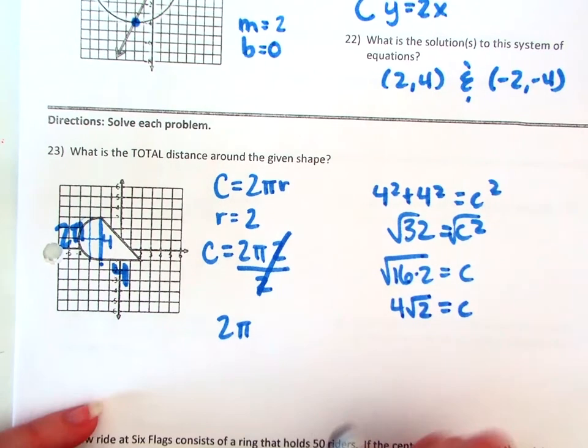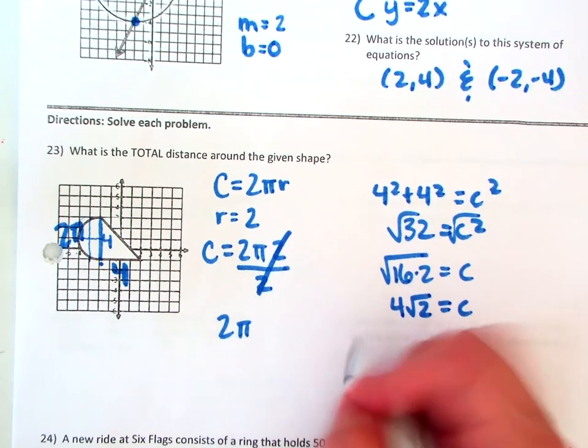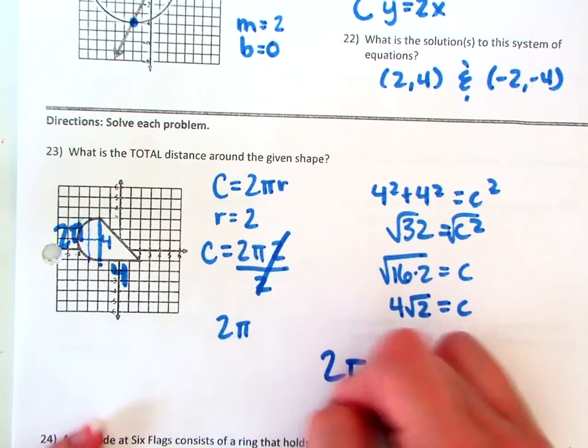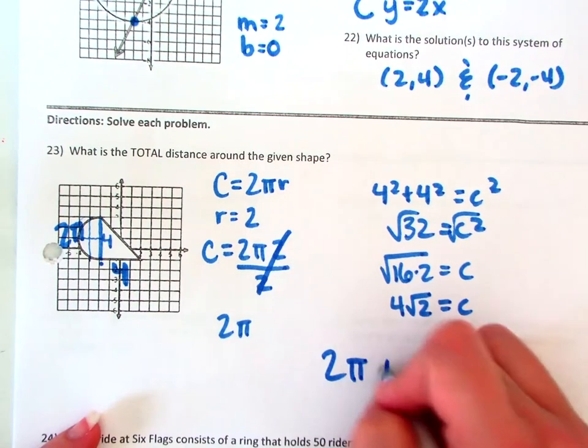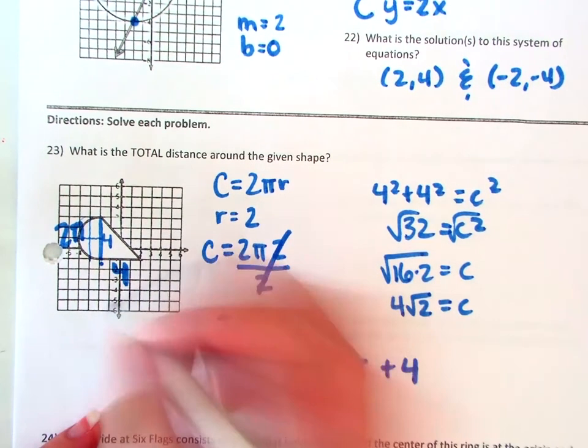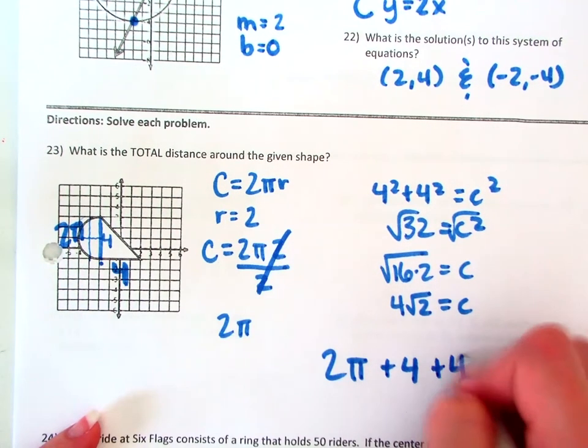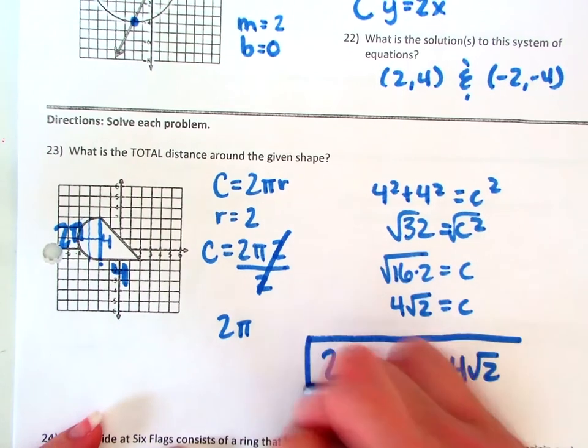So now I'm ready to do my final total distance around the circle. That's going to be 2 pi, so that part, plus the 4, that part, plus this part here, which is 4 square root of 2. So in the most exact form, that is the distance around the circle.